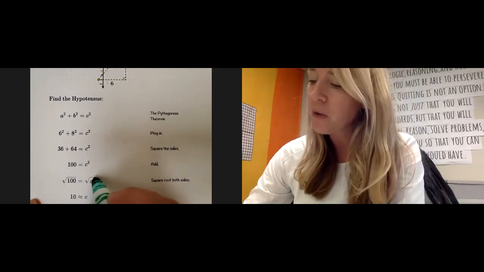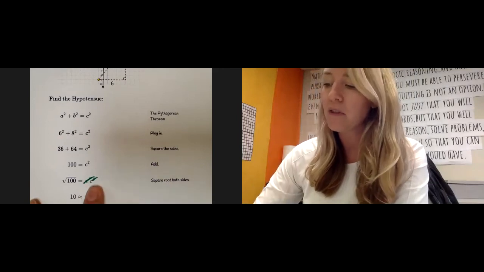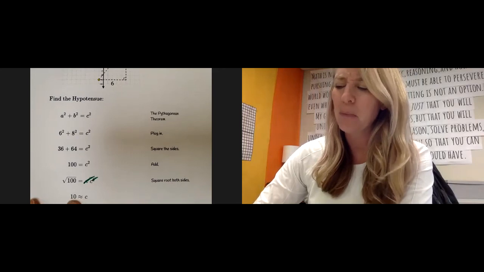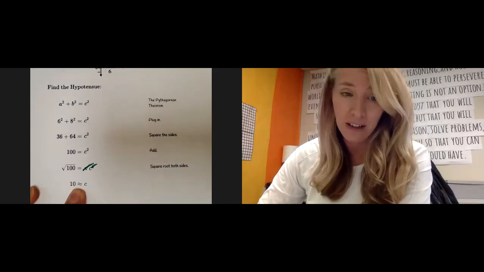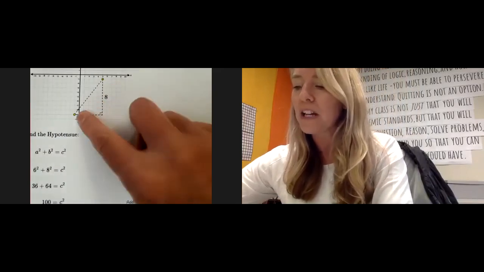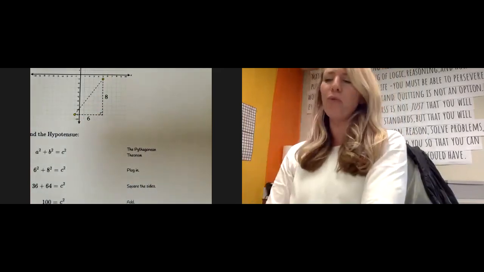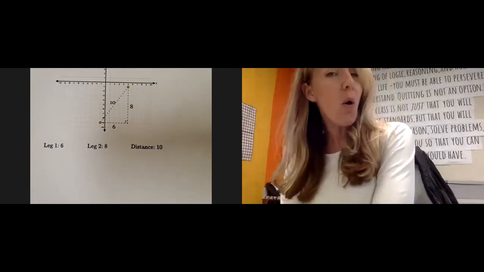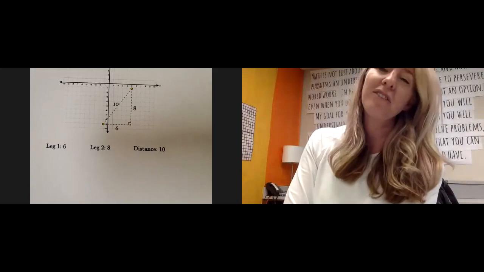Okay, something squared and something square rooted, those are inverse operations. That's going to give us just our plain c. And it's not approximately 10, it is exactly 10. They didn't even need to put that wavy little equal sign in there. Okay, this distance right here is exactly 10. You don't even have to round. Okay, and then label those so they know that you know what you're talking about because your teacher taught you.